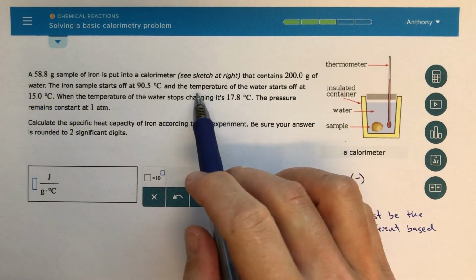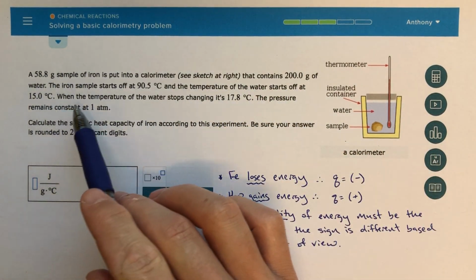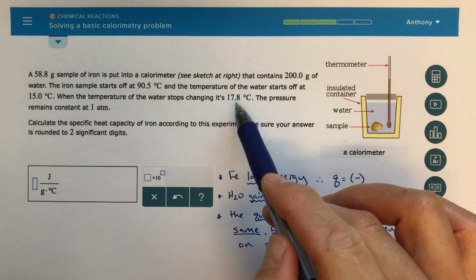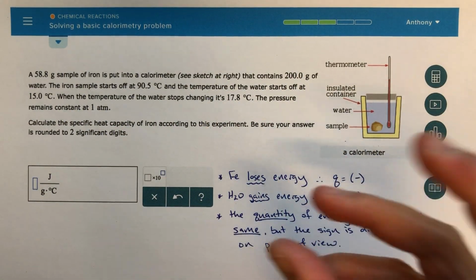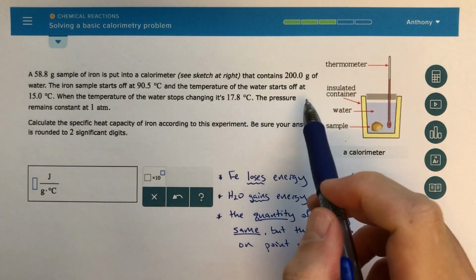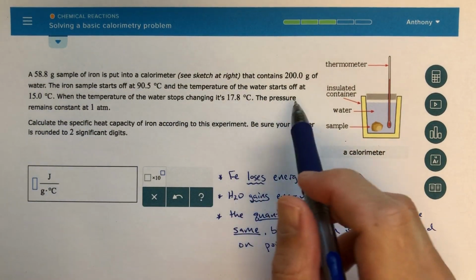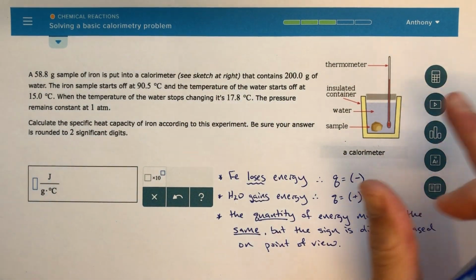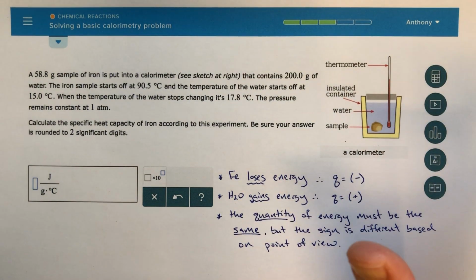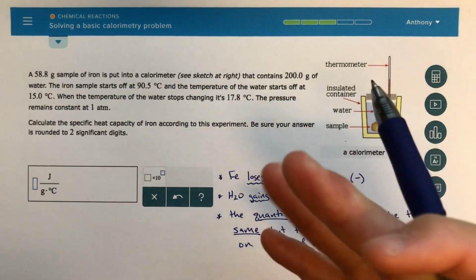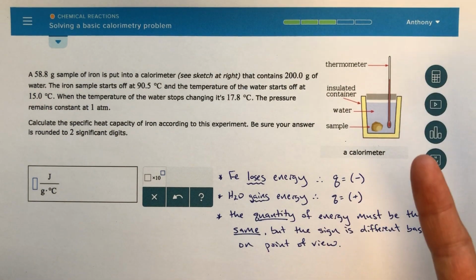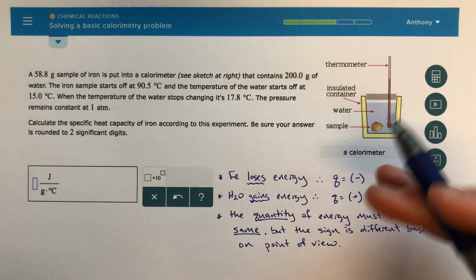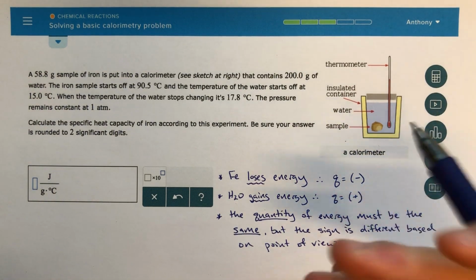So the temperature of the water starts off at 15 degrees. When the temperature of the water stops changing, it's 17.8 degrees. So we could calculate how much energy has gone into raising the temperature of the water. The pressure remains constant at 1 atmosphere. That's just telling us that no work is done. In chemistry, oftentimes we just ignore work. Everything's really done at constant pressure for chemists on the benchtop. But that's more physics. So if you're more interested in physics, go do that.